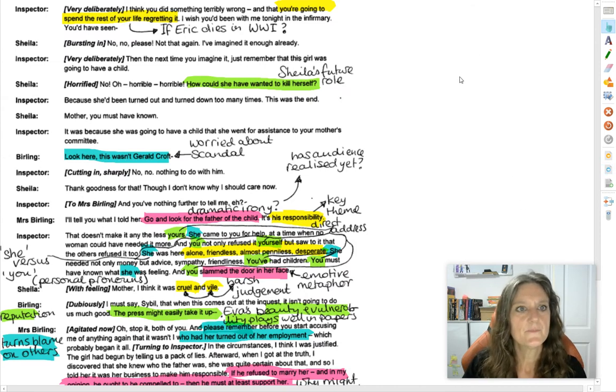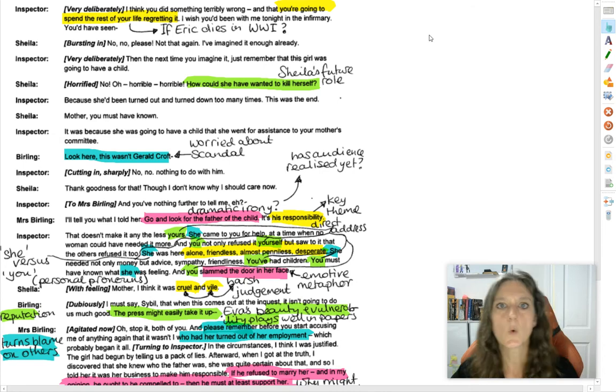Right, so the inspector says, I think you did something terribly wrong and that you're going to spend the rest of your life regretting it. Now, that's quite some statement, isn't it? That you did something terribly wrong and you're going to spend the rest of your life regretting it. And remember, right back to the beginning, Eric says to his dad, what about war? And his dad says the Germans don't want war. Remember that it's 1912 and World War I is only 2 years away.